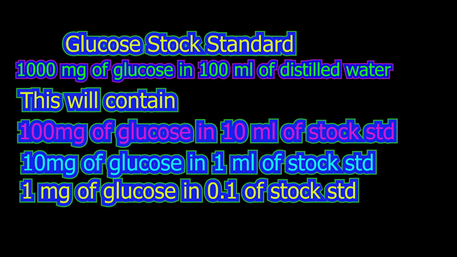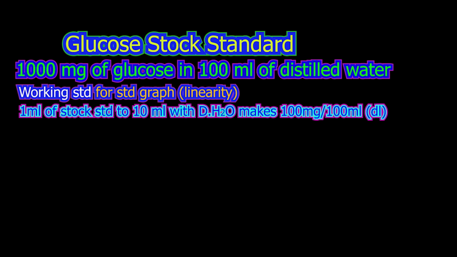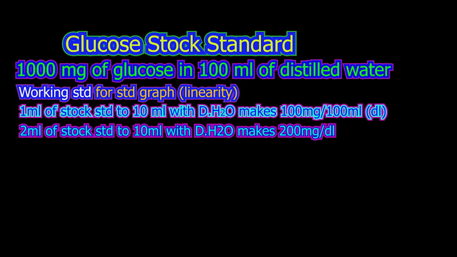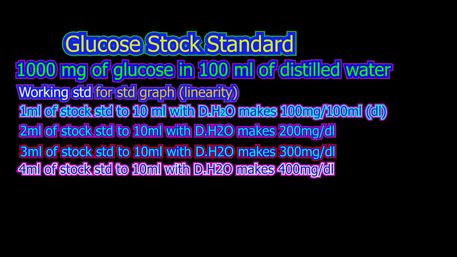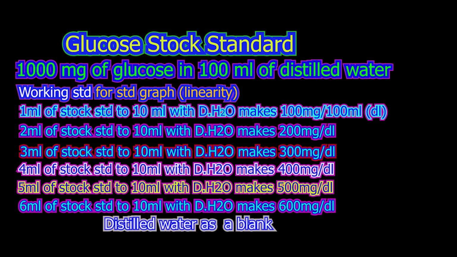to each concentration. For example, 1000 milligrams per deciliter glucose is made as stock solution by dissolving 1000 milligrams of glucose in 100 ml of distilled water. A working standard is made from the stock standard by diluting it to 100 milligrams in 100 ml.